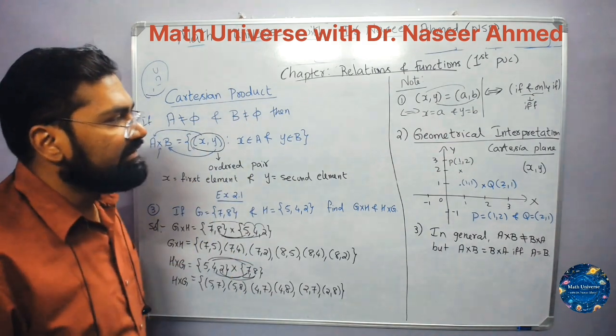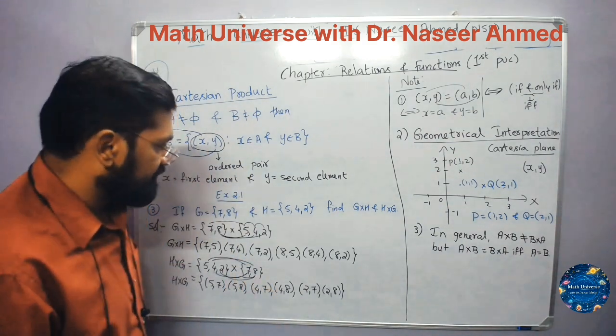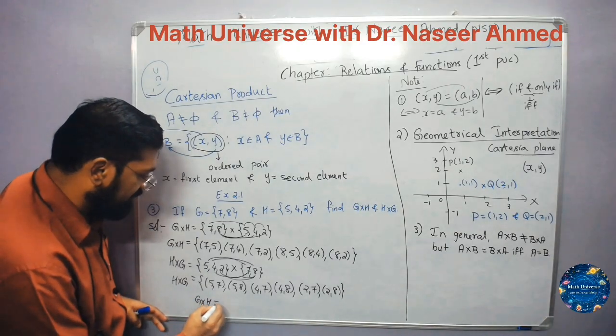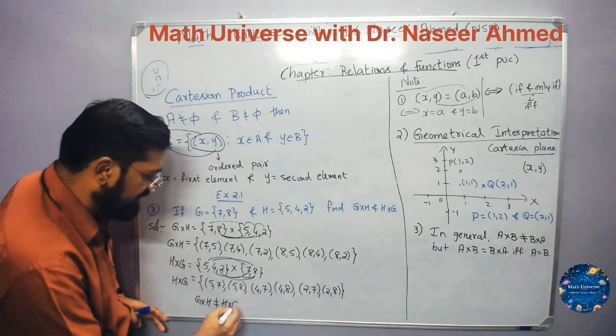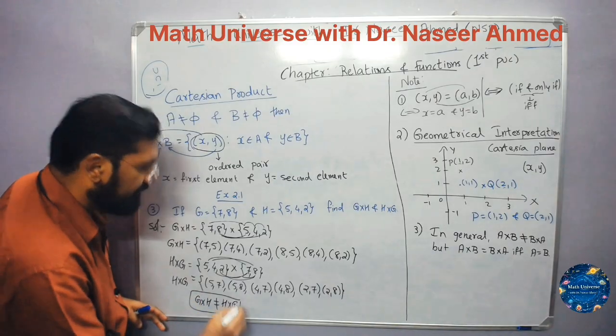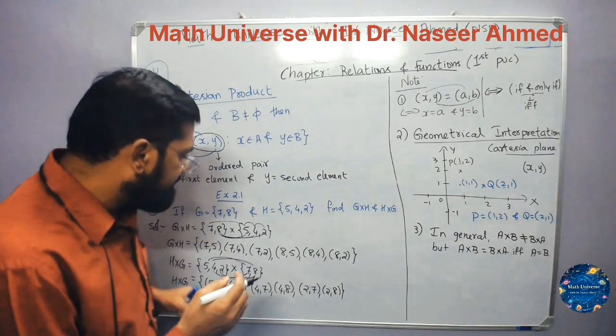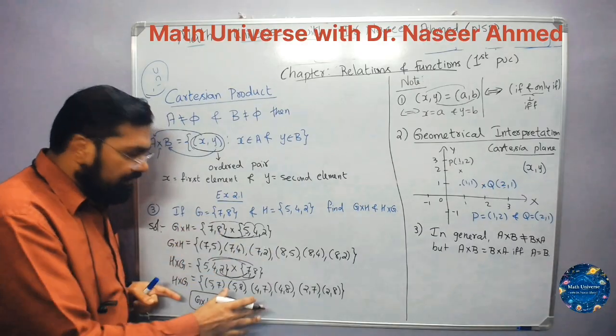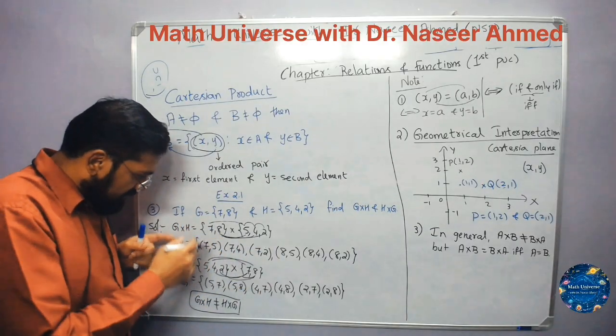Same. Okay. Next. So from here I can also conclude that G cross H is not equal to H cross G in general. Okay. Next. Let us try to understand here. We wrote the elements, simplified, and got the answer.